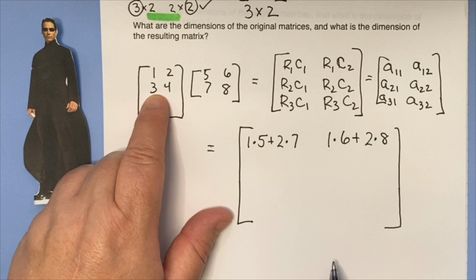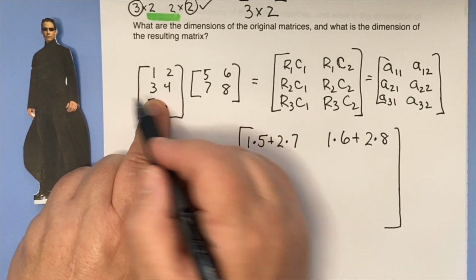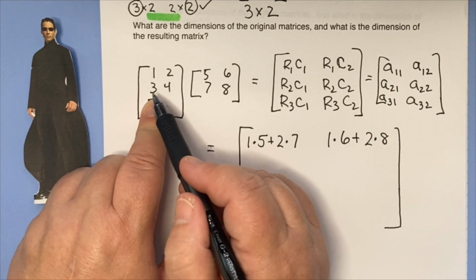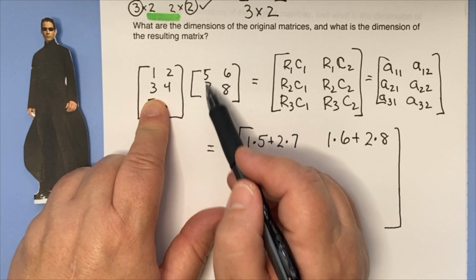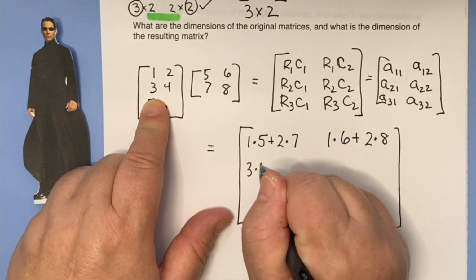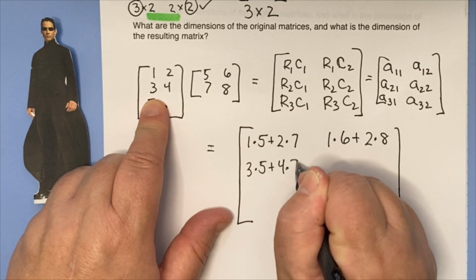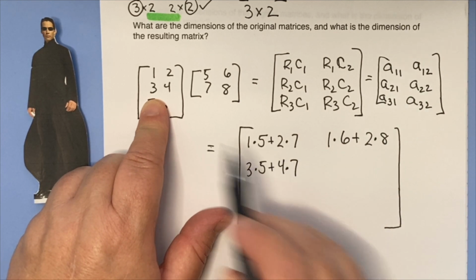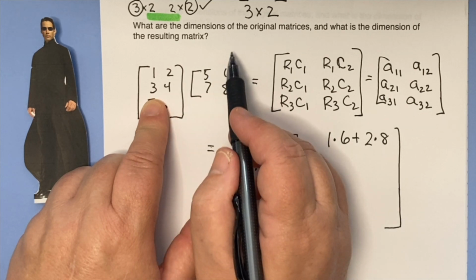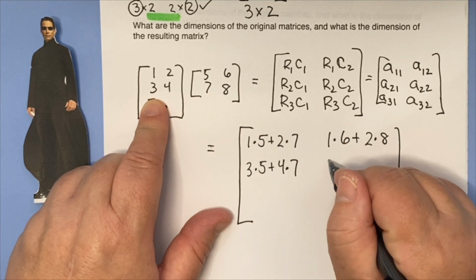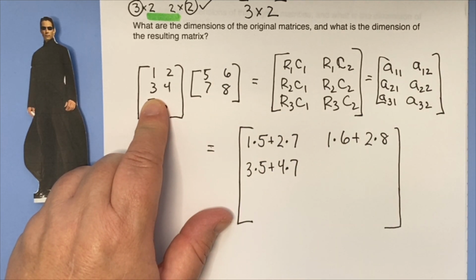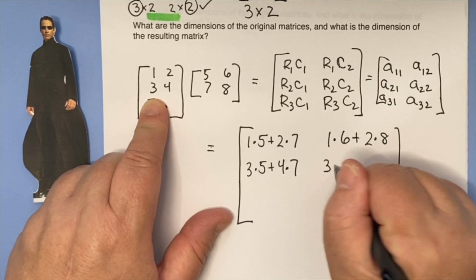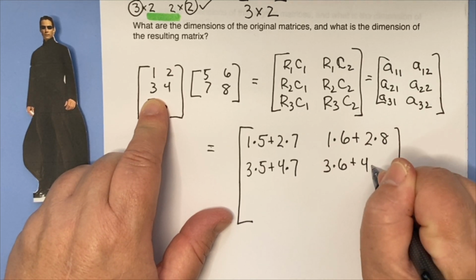Okay, let's go down to the middle row. This row, we're going to row across and fall down. So 3, 4 times 5, 7. That's 3 times 5 plus 4 times 7. First times first plus second times second. 3, 4 times 6, 8. That is what? What's that going to be? You got it. 3 times 6 plus 4 times 8.